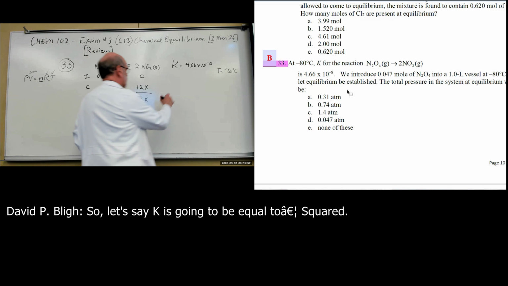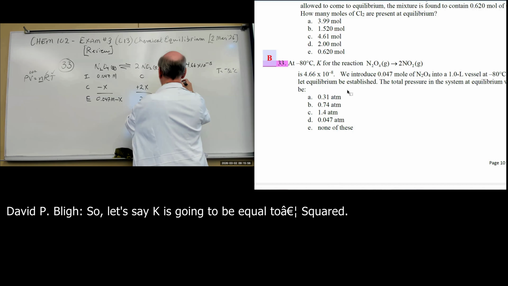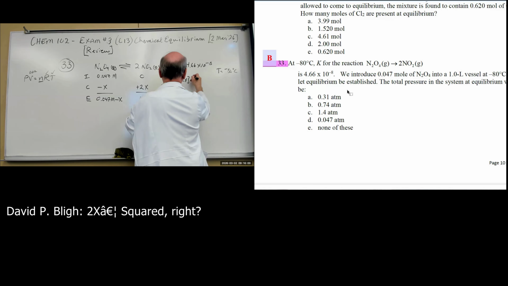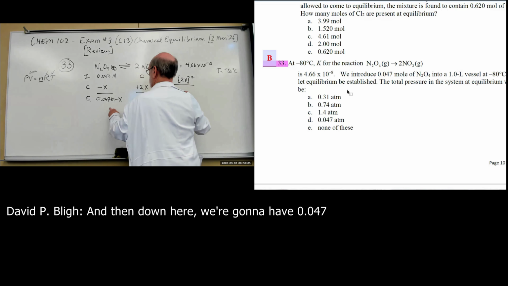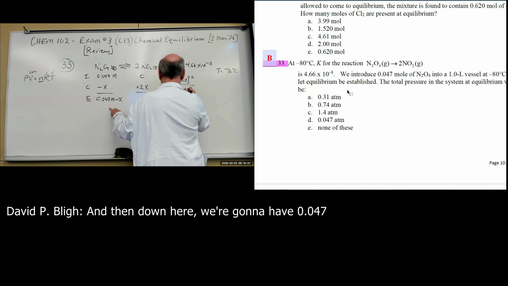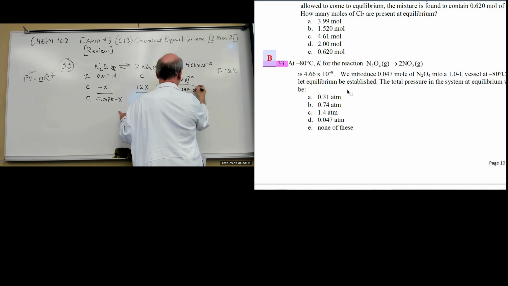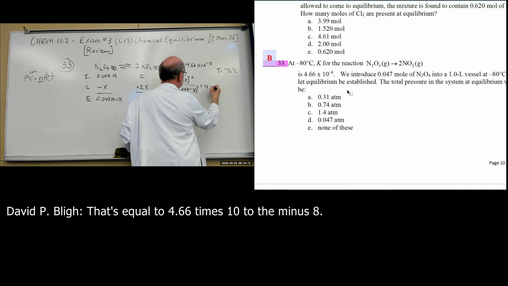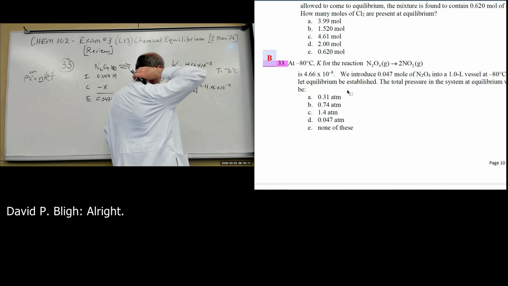Then we can calculate total pressure, right? Okay. So let's say K is going to be equal to 2x squared, and then down here we're going to have 0.047 minus x to the first power. That's equal to 4.66 times 10 to the minus 8.